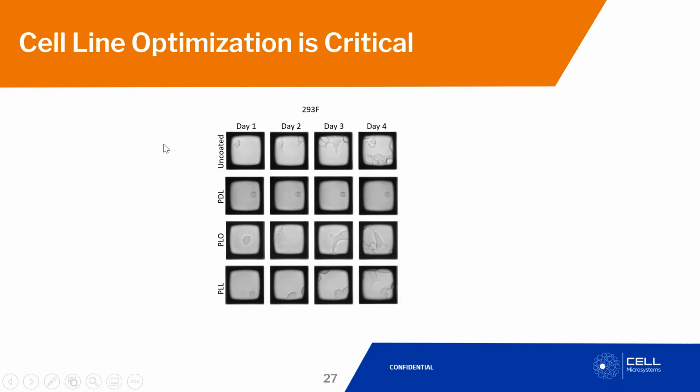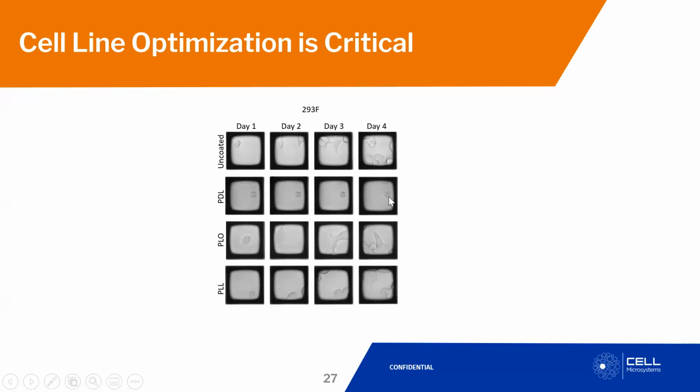The 293 freestyles shown here, they actually attach really, really well, even in the uncoated scenario. So you can see up here at day 1, there's a single cell, and by day 4, you have a nice adherent clone. In contrast, PDL, which has been a workhorse for us for all of the other suspension cell lines, was completely toxic to the 293s.